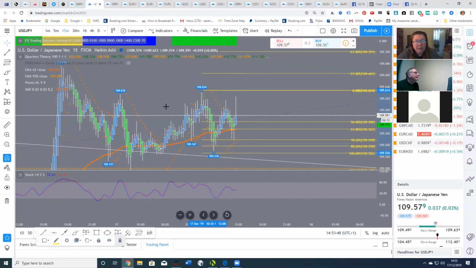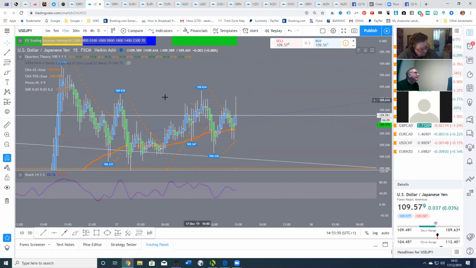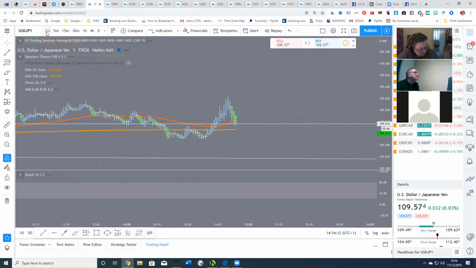So that's USD JPY. I'm going to put that down to watch it as a possible buy, and I'm going to say I want it to be round about 109, probably 109.60. I want it to, on the 1 minute. I usually look at the one. Let me just write down 109.60.